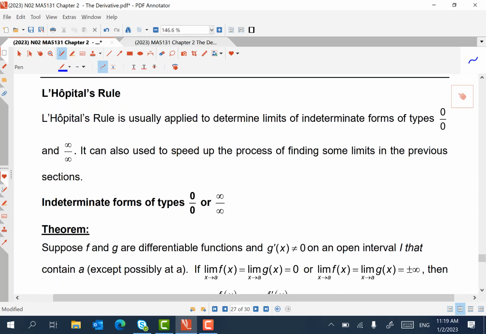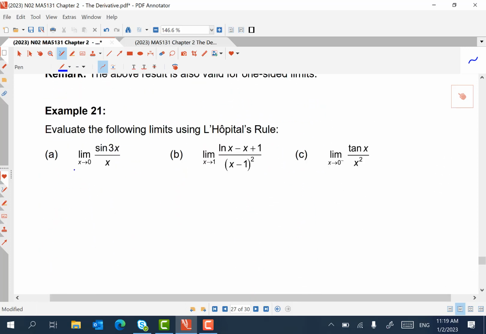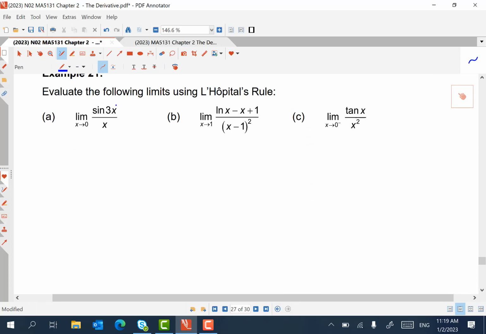Okay, what's important to note is in this L'Hopital's rule, you need to first and foremost identify the indeterminate form. Like in this example 21, right? If you were to put x as 0 into the numerator and then into the denominator, you have a 0 over 0. When that happens, that rule says I can evaluate this limit by differentiating the numerator and denominator.